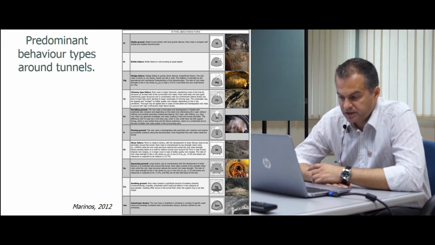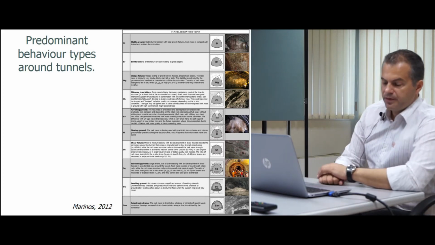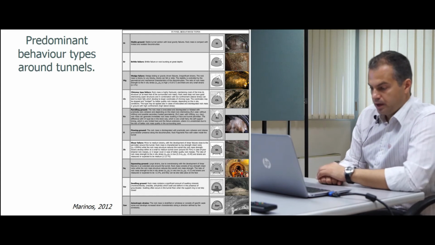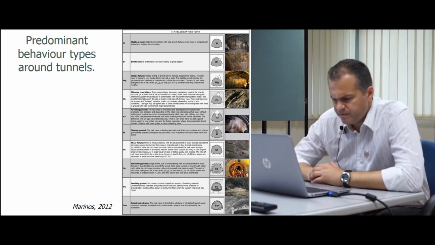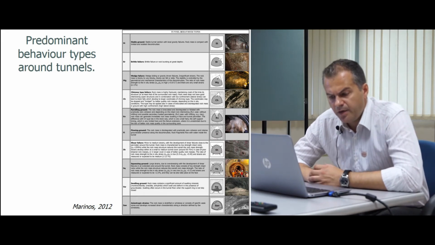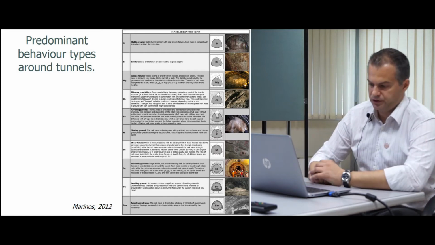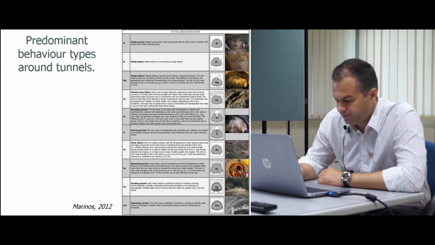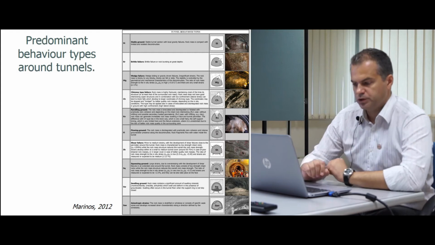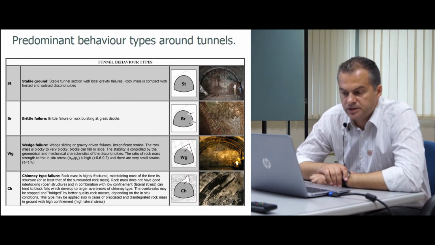Here the overbreaks may be stopped and bridged by a better quality rock mass, depending, of course, on the in situ conditions. This type can also be met in a heavily brecciated rock mass, disintegrated rock mass, in a ground with high confinement, let's say with high lateral stresses, so at a depth where we have high horizontal stresses. The next gravity-driven failure is Raveling Ground.